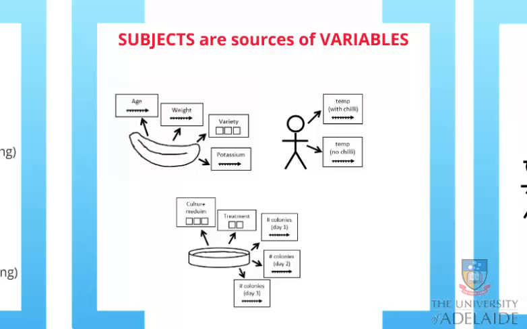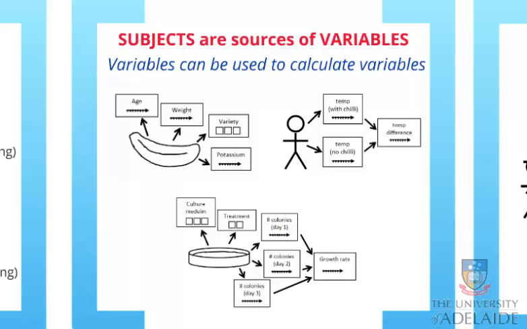And I've got a petri dish here. I've recorded what the culture medium is, what treatment I gave it, and I've counted the number of bacteria colonies on day 1, which is numerical, the number of bacteria colonies on day 2, and the number of bacteria colonies on day 3.